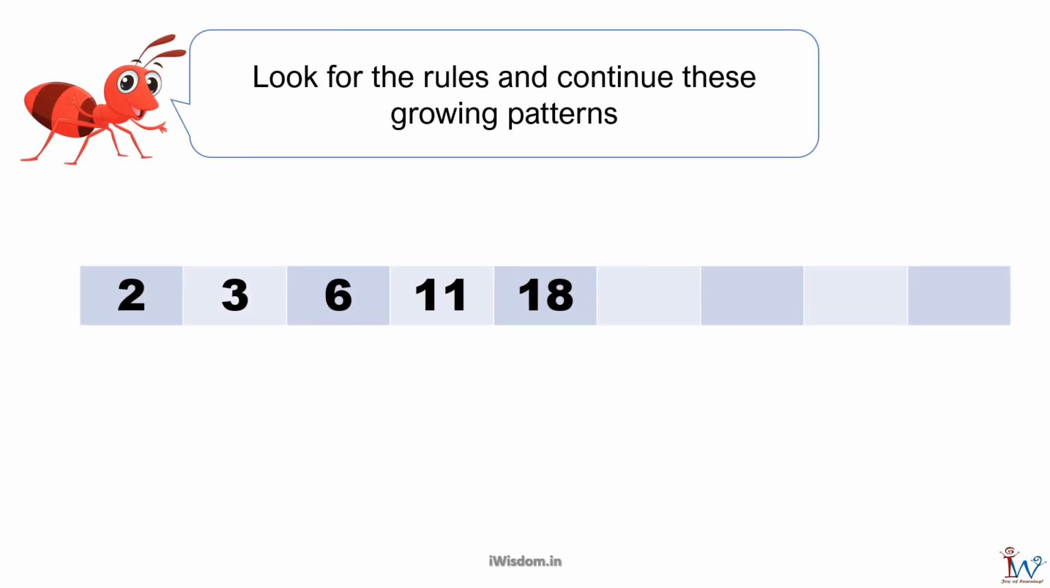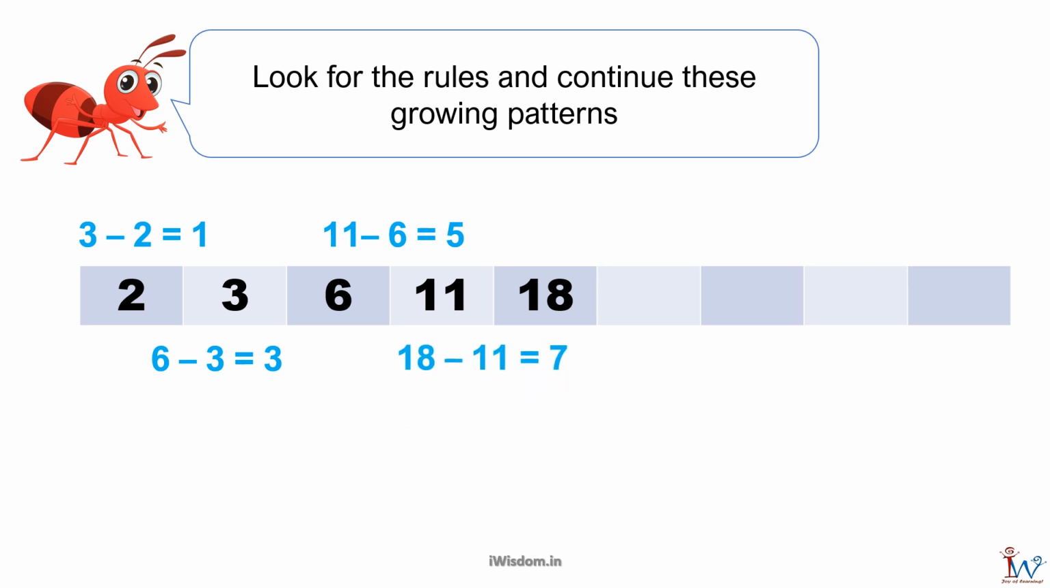Identify the rule and continue the sequence for the following numbers. To recognize the pattern, let's find out the difference between the two numbers in the sequence. 3 minus 2 is equal to 1. 6 minus 3 is equal to 3. 11 minus 6 is equal to 5. 18 minus 11 is equal to 7.